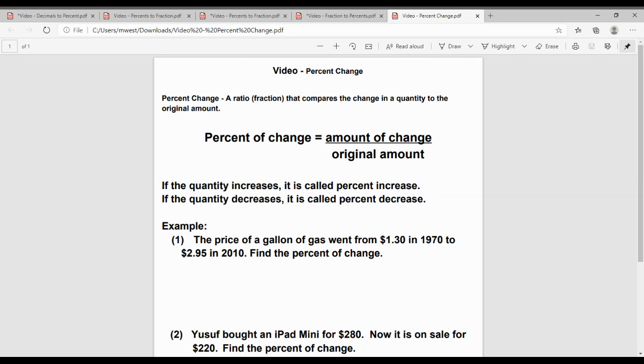Percent change. You on the EOG may have a question asking you what's the percent of change. So percent of change is a ratio or a fraction that compares the change in a quantity to the original amount. The formula for percent of change is percent of change equals the amount of change over the original amount. The amount of change is the difference. So that means we're going to subtract.